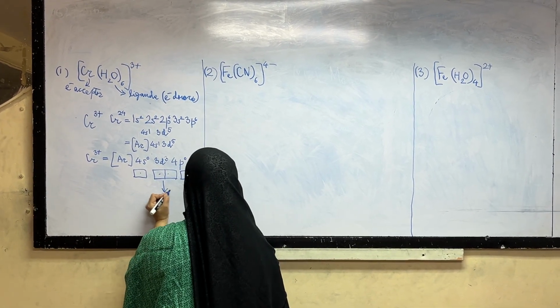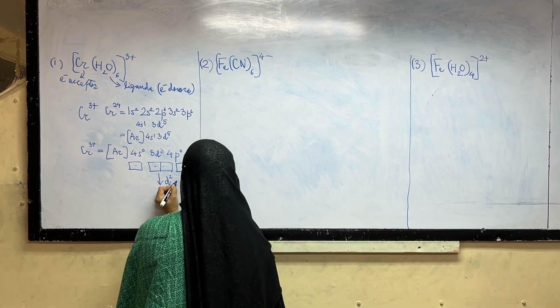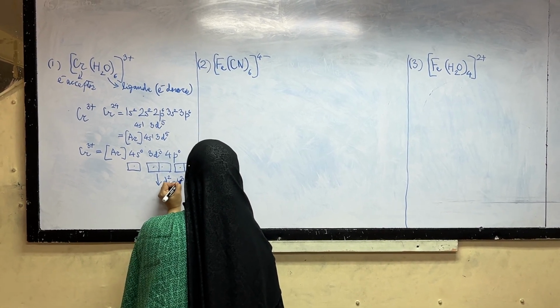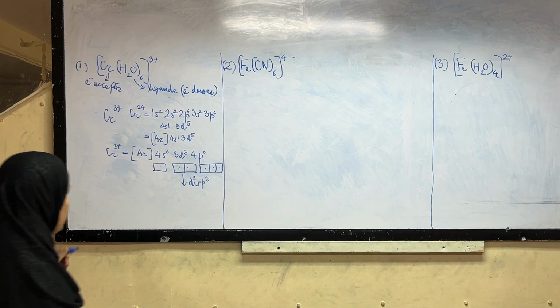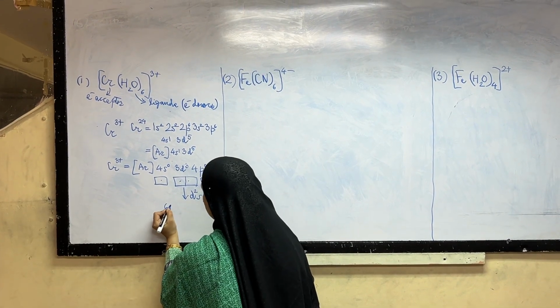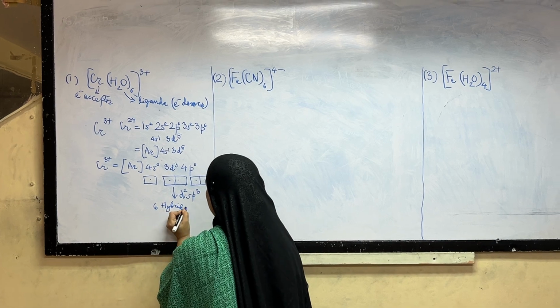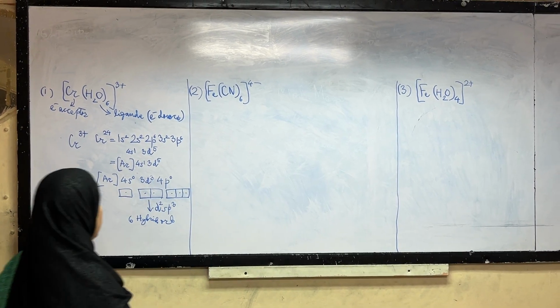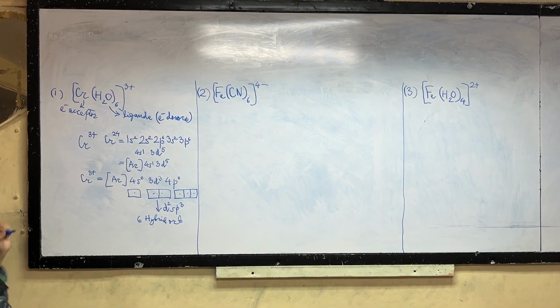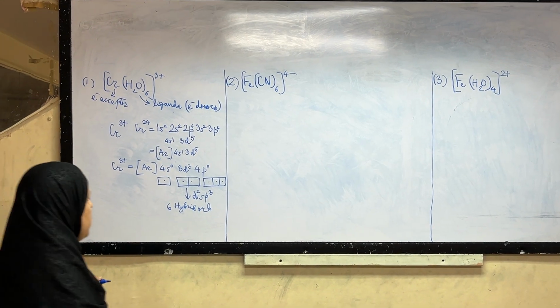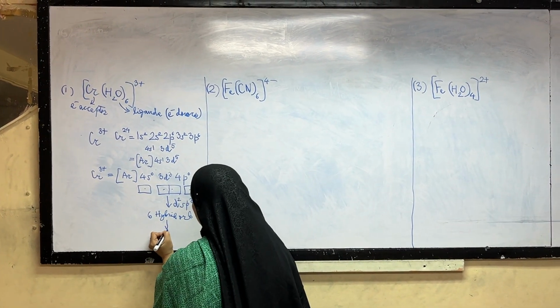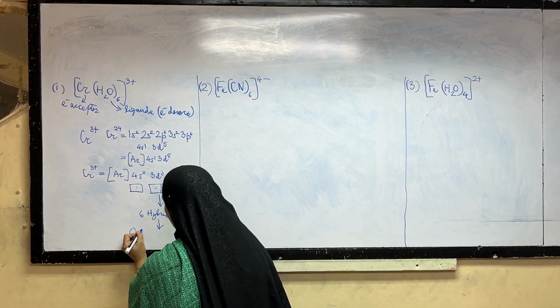These will undergo d2sp3 hybridization to give 6 hybrid orbitals. The hybrid orbitals will be oriented in space as far away from each other as possible. So the structure of the complex will be octahedral.